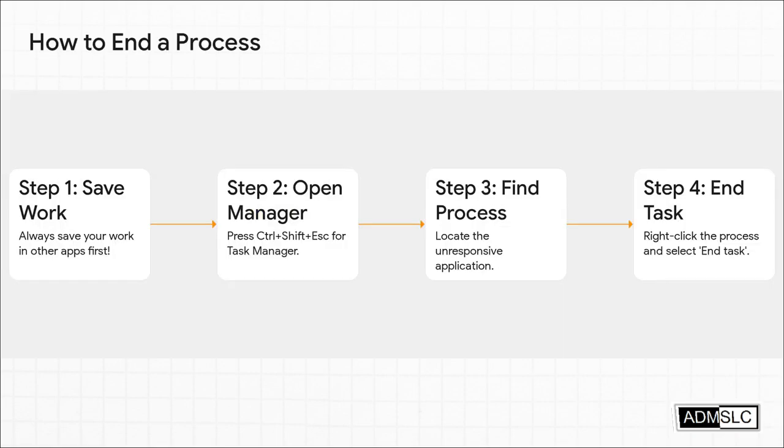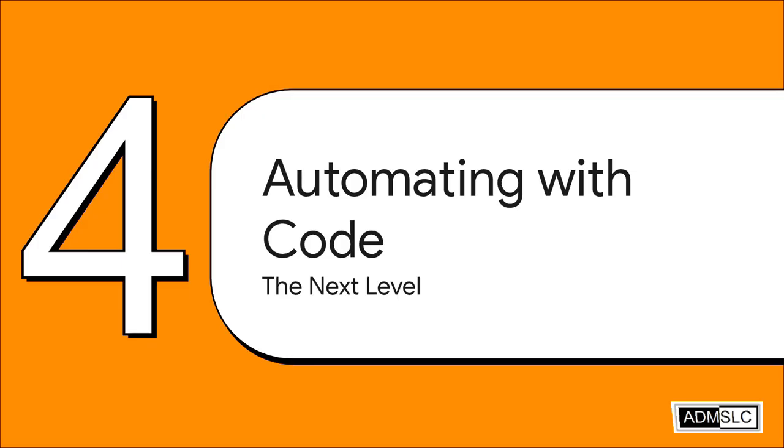And here is your immediate practical takeaway. The next time an application locks up on you, you don't have to restart the whole computer. Just save your work in your other apps, pop open that task manager, find the troublemaker in the list, right-click it, and hit End Task. Boom, problem solved. It's a simple but incredibly powerful trick. Okay, so managing processes one by one is great, but what if you could teach your computer to manage things for you automatically? Well, that's the next level, and it all starts with just a few lines of code.